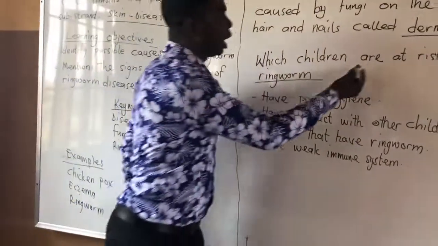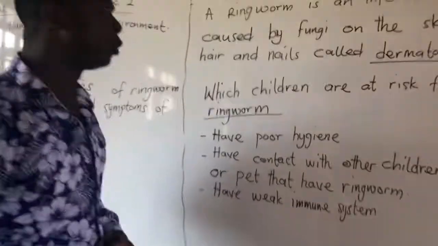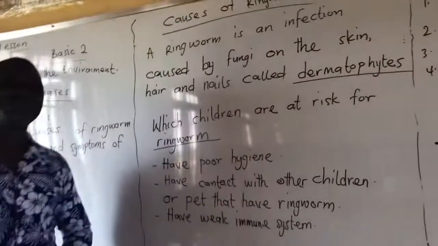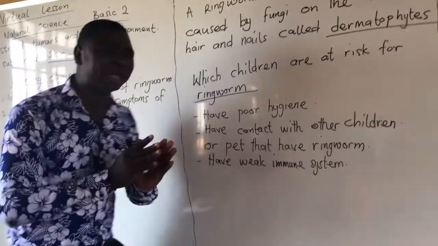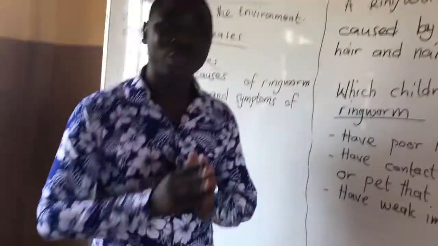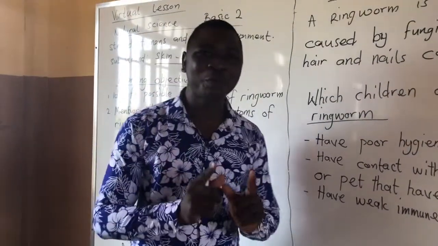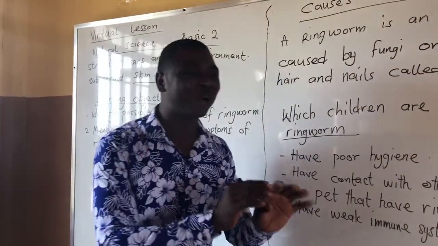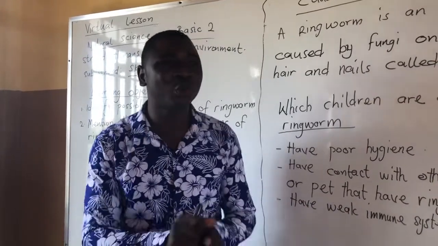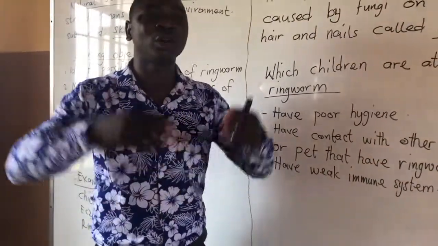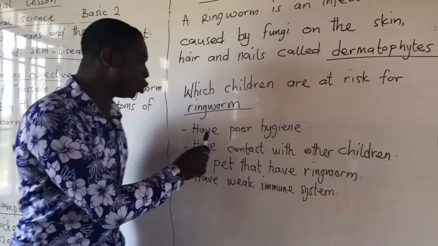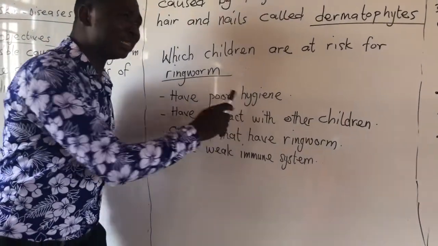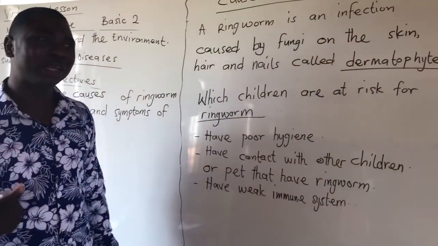So which children are at risk for ringworm? Children who have poor hygiene. We talked about personal hygiene. If you don't clean your home, you don't wash your hands, you don't brush your teeth, or you don't bath well, then you can contract the disease called ringworm.